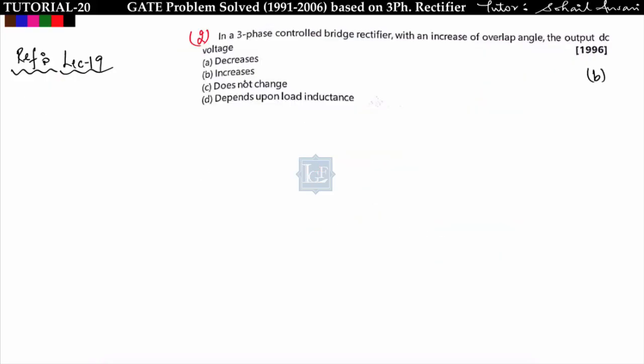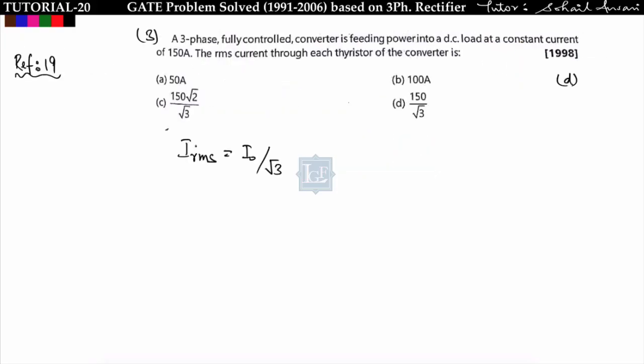In the next problem, it is saying that in the three-phase controlled bridge rectifier, with increase in overlap angle mu, the output DC voltage will, as I already said to you, with increase in overlap angle there is a reduction in output voltage, so the output voltage will decrease. So option A is correct. Now see the third problem.